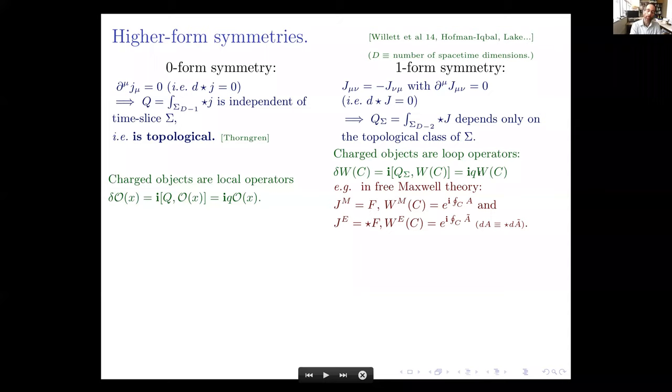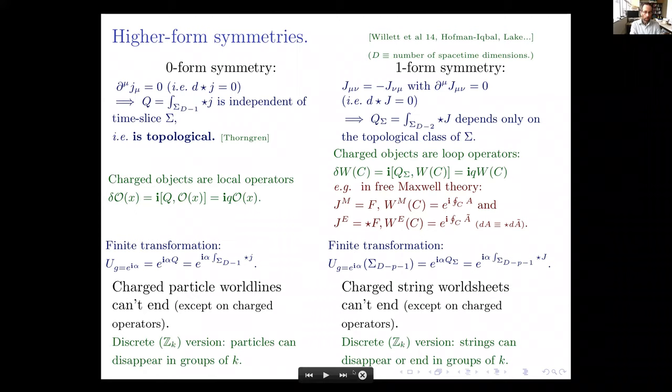And so a good example to keep in mind is free Maxwell theory. The Bianchi identity implies that star F is a conserved current, and the associated charged object is the 't Hooft loop. A-tilde is the dual gauge field. And in the absence of electrically charged matter, the field strength itself is also a conserved current by Maxwell's equation. And in that case, the Wilson loop is the charged object.